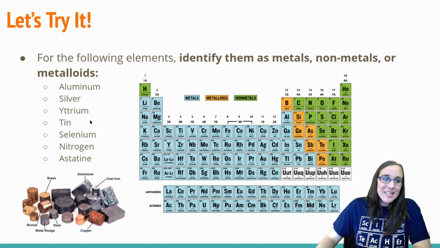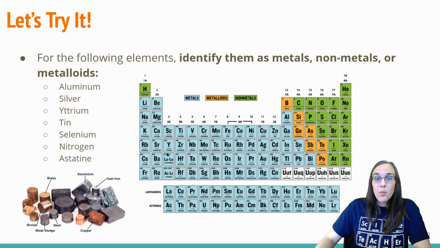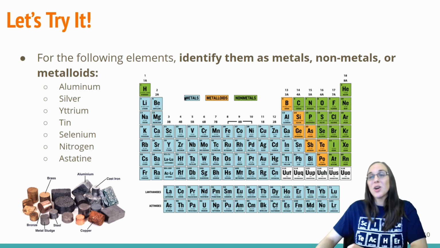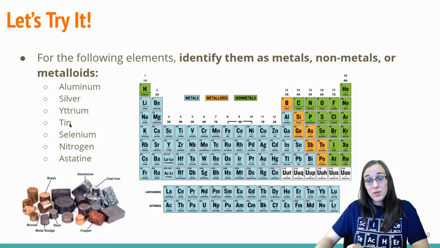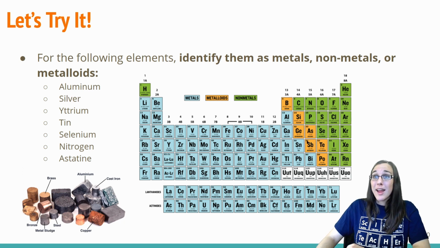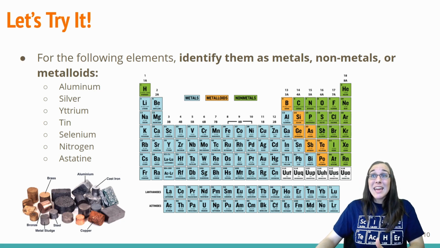Let's find yttrium. That's the Y right here. And Y is also blue, so it is a metal, has all those properties we just talked about. How about tin? Tin's symbol is Sn. Sn is right here. Sn is in the blue area, so it is also a metal. How about selenium? Selenium is Se right here. That's in the green, so that means it's a nonmetal.